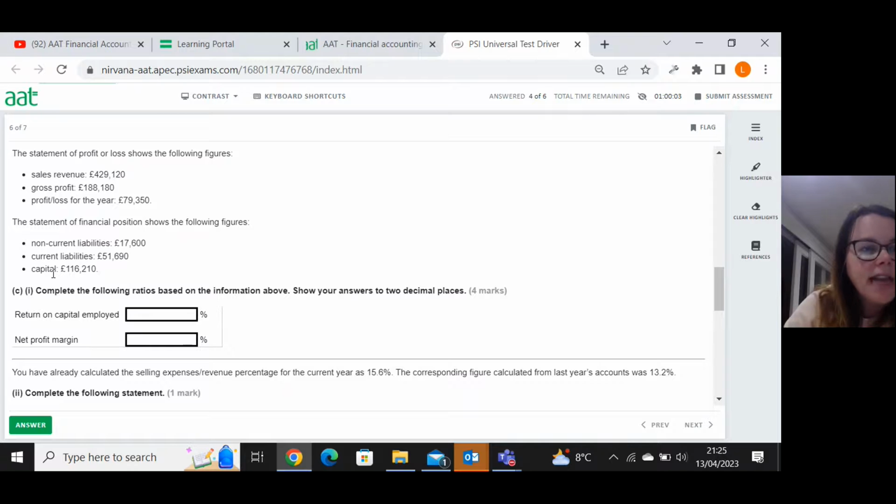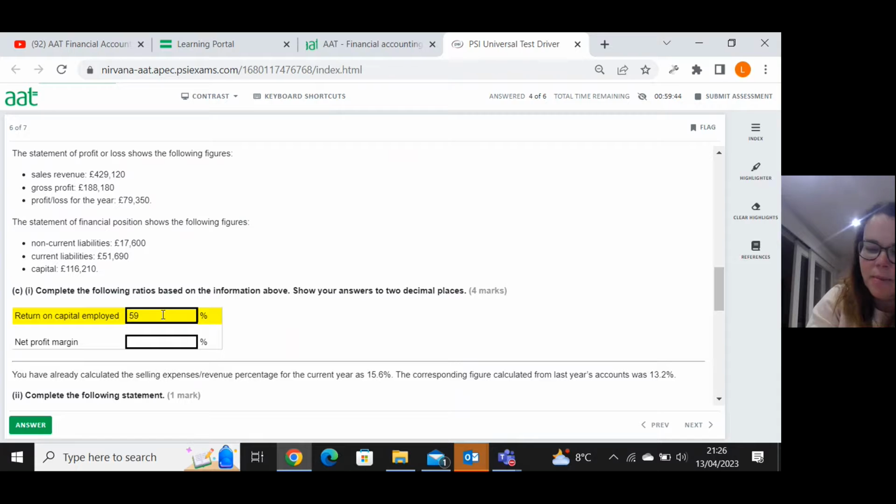Right, so I've now done the profit or loss for the year, 79,350 divided by the figure that I've now forgotten, 133,810. And then times that by 100 for a percent, 2 decimal places gives us 59.30.